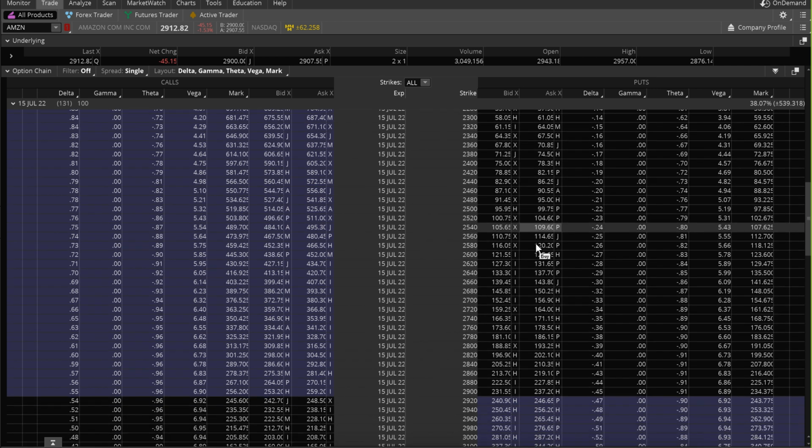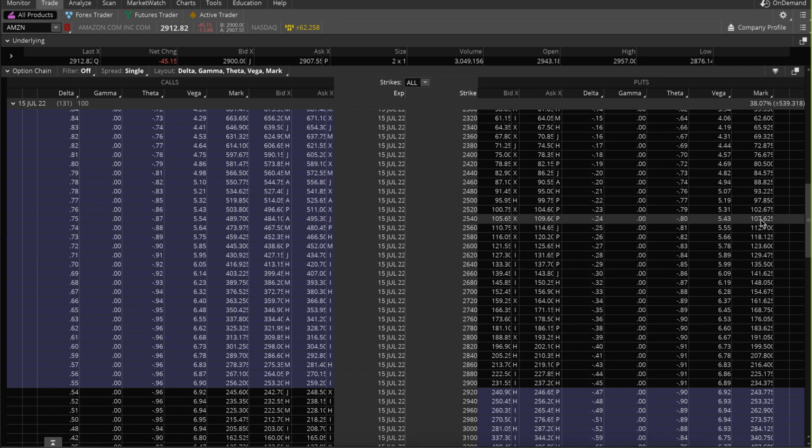All right, where is the mark? Oh, the mark is way over there. So you'll see that these are rather expensive, right? So the mark over here is showing that it costs about $10,000 to get into a put option with a strike price of 25.40, right? $2,540. It goes slightly more out of the money, and it gets a little cheaper, but still costs about $10,000, right?